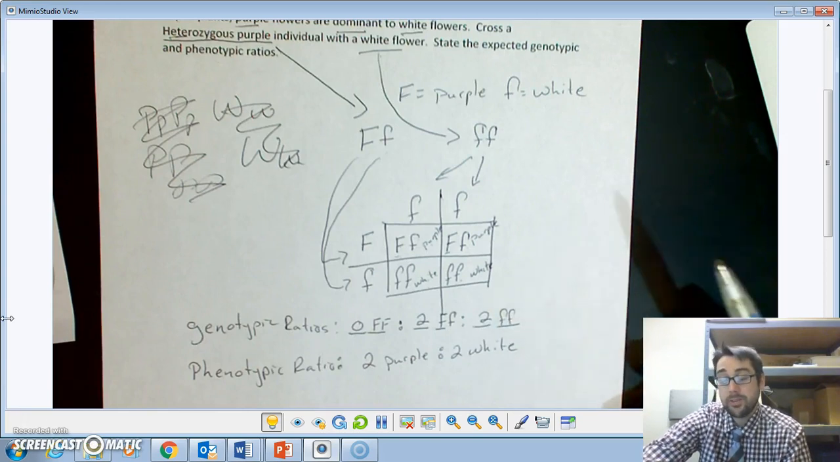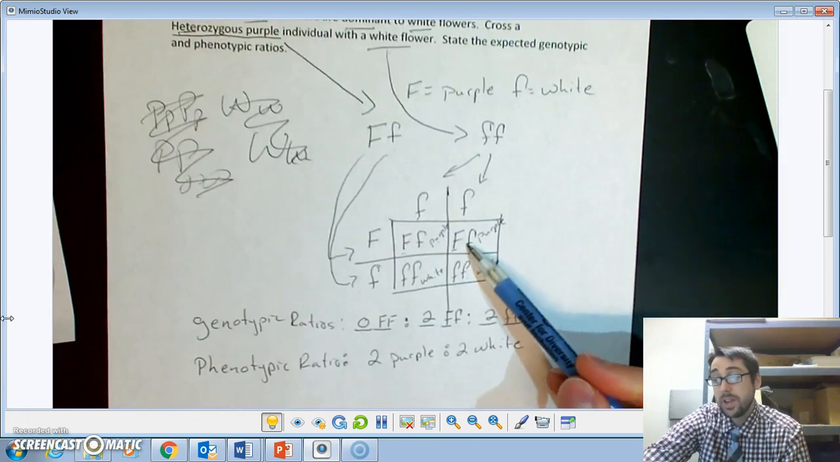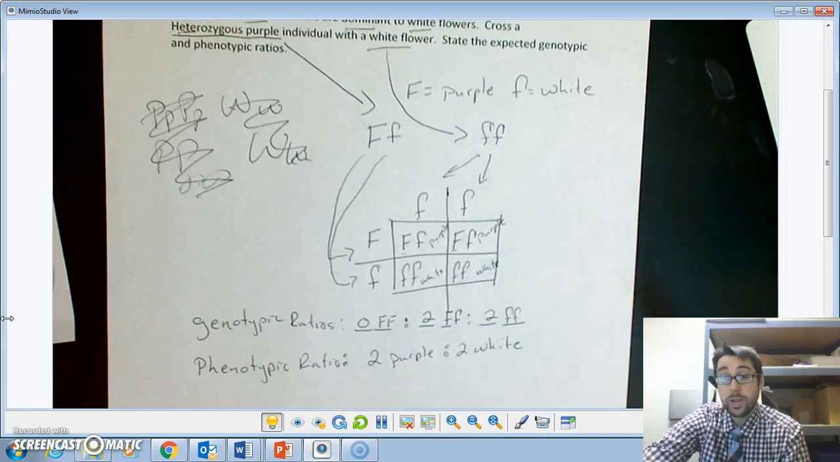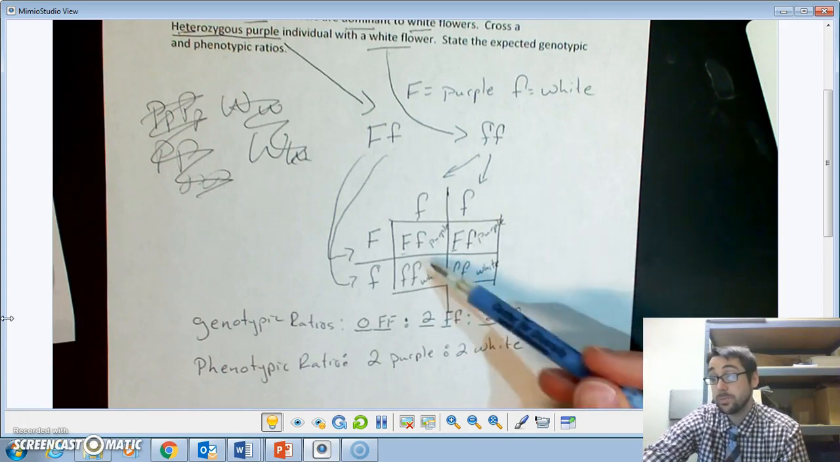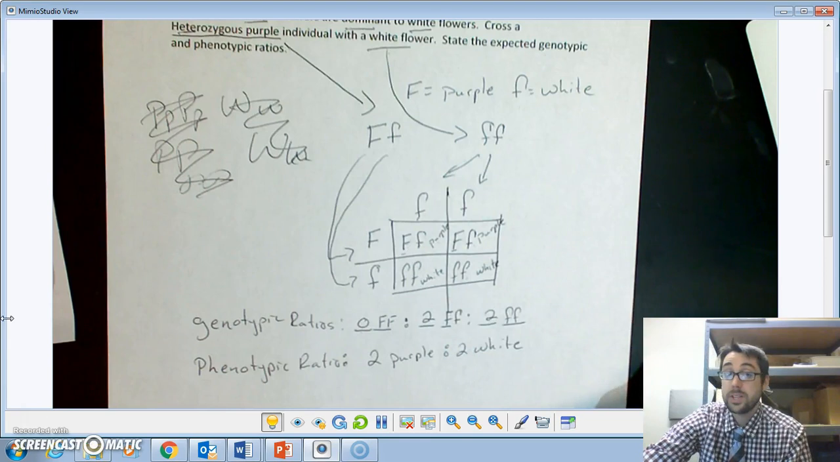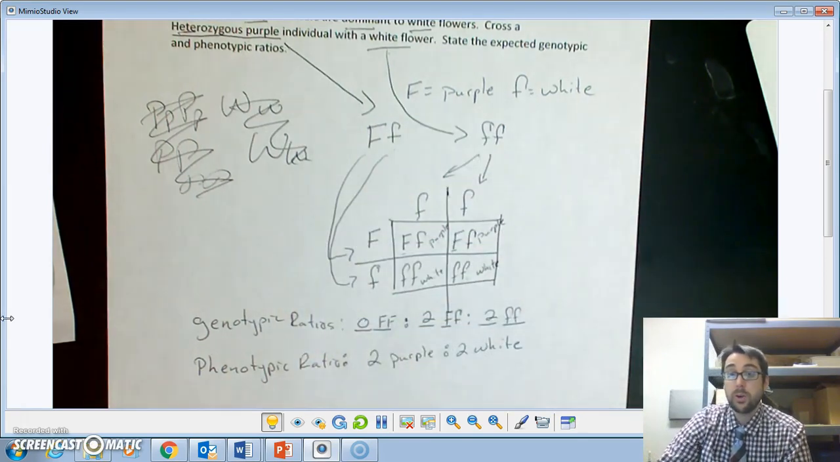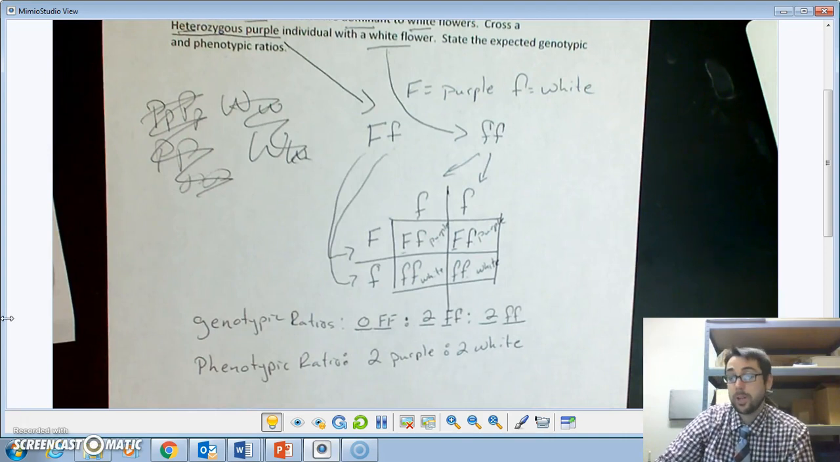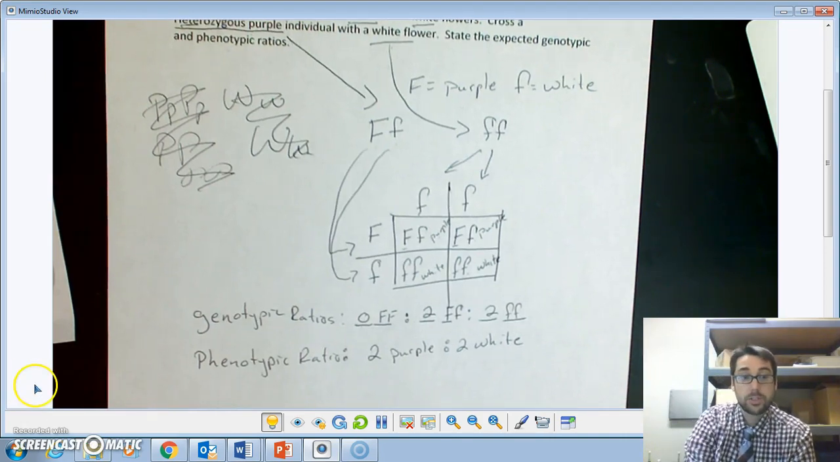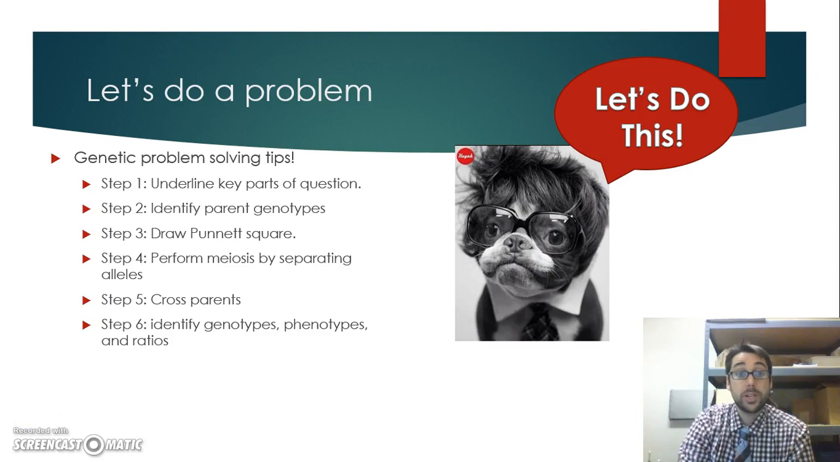What's the probability of having a purple flower? 50%, because that's a 2 to 2 ratio, right? What's the probability of having a homozygous dominant? 0% chance, because we did not get any of those homozygous dominant alleles paired together. So this is the ultimate goal that you'd want to do so that you can make predictions for solving Punnett squares.